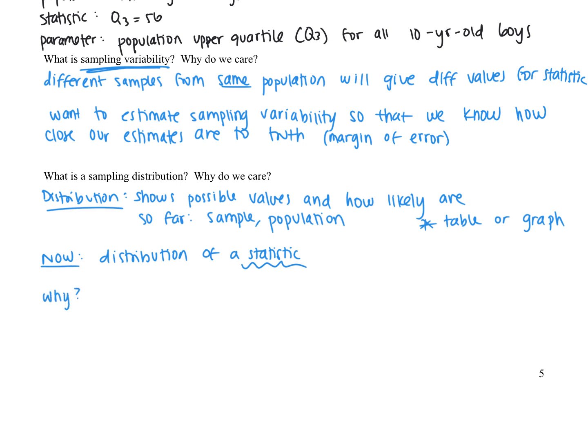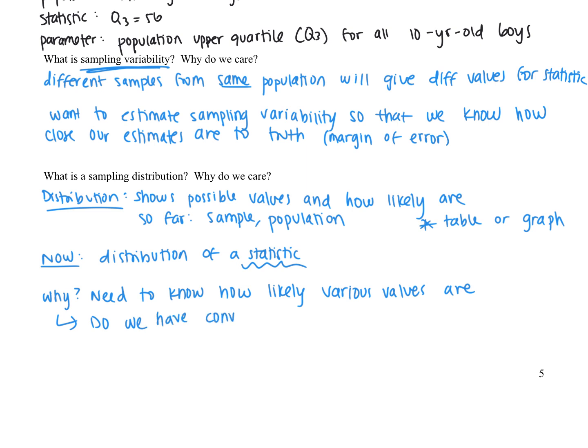So again, the question of why do we care? We need to know how likely various values are. Where this is going to lead us to is that question that many of us don't like: do we have convincing evidence?